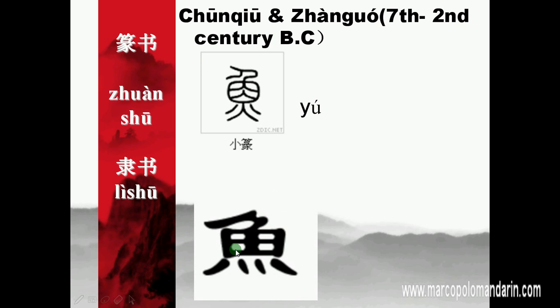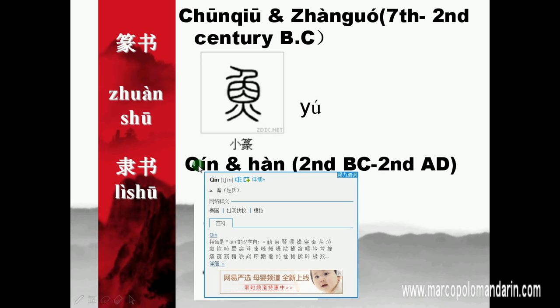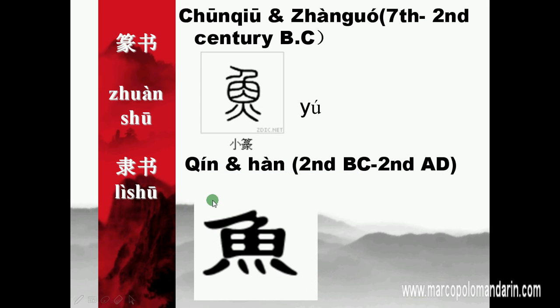This is a fish from 隶书. 隶书 was used in the Qin and Han dynasties. Qin was the dynasty of the first emperor in China, and the next dynasty was called Han. This period was between the 2nd century BC to the 2nd century AD.